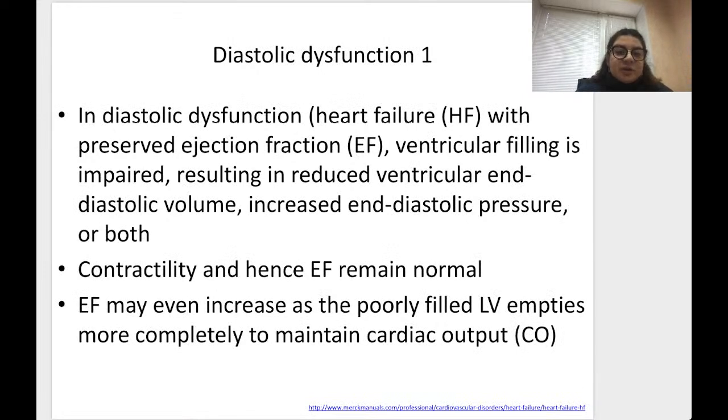In diastolic dysfunction, we name it heart failure with preserved ejection fraction because systole here is normal, and ejection fraction instrumentally will be normal. That's why clinically we put in the classification heart failure with preserved ejection fraction. Ventricular filling is impaired, resulting in reduced ventricular diastolic volume, increased end diastolic pressure, or both. Contractility and ejection fraction remain normal. Ejection fraction may even increase as the poorly filled left ventricle empties more completely to maintain cardiac output.